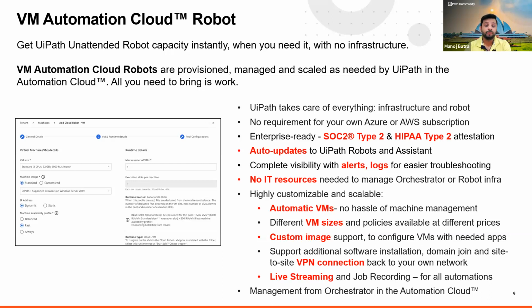These are enterprise ready with SOC 2 Type 2 and HIPAA Type 2 attestation, which is a good thing. Again, there are auto updates to robots, assistants, machines, and everything. As it is managed at the orchestrator level, you have complete visibility: you can go into the orchestrator, see and set alerts, and see the logs for troubleshooting. Since this is managed by UiPath, no IT resources are required. You just need to go to the orchestrator and set up your cloud robot there, and it will be done automatically.